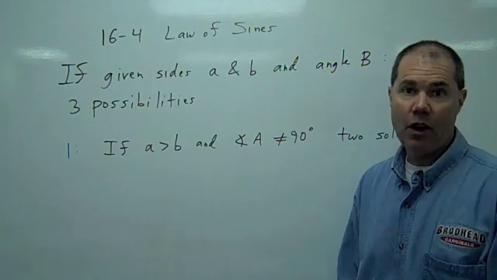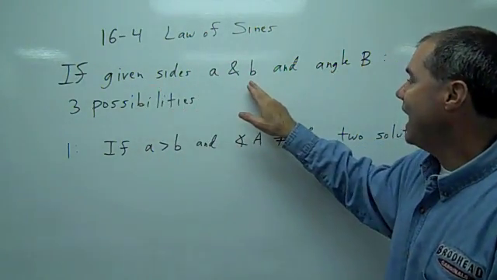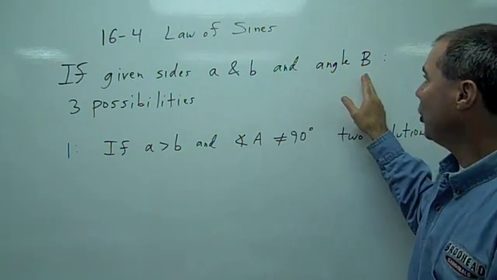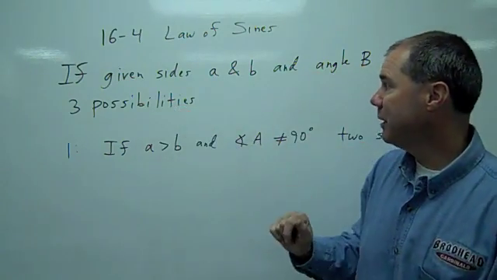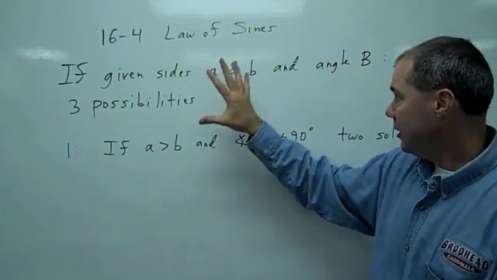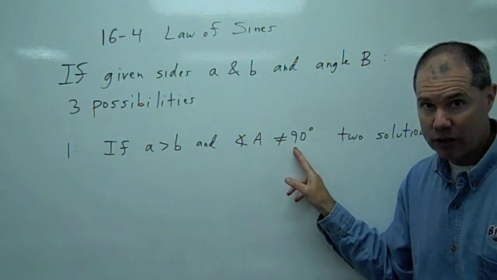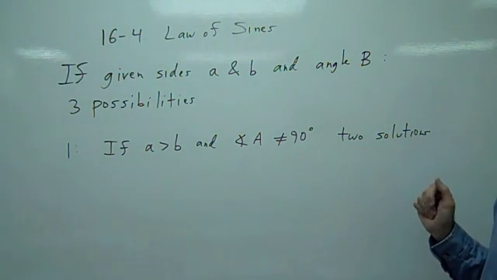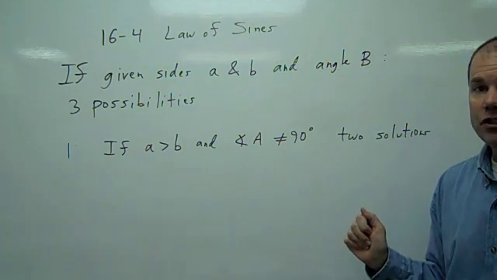Let's continue with the law of sines, 16.4. If we're given sides A and B, and angle B, or the angle opposite one of the sides, there are three possibilities. If A is greater than B and angle A does not equal 90 degrees, there are two solutions. Let's draw a picture with an example to show this.